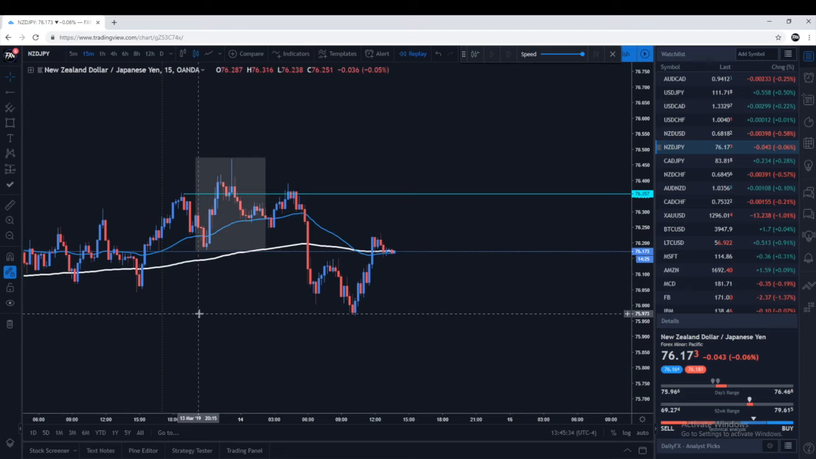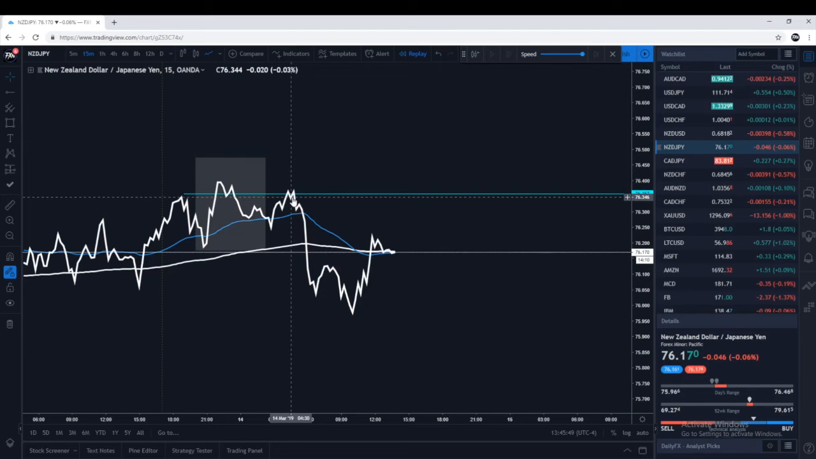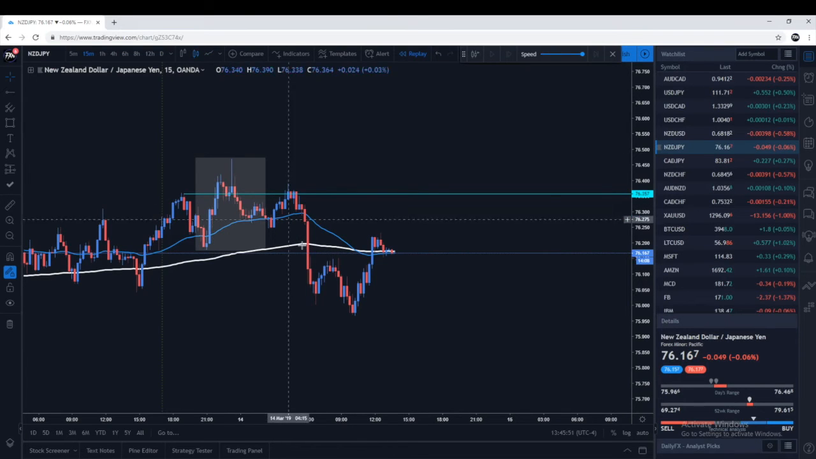NZDJPY. What do we have on this one? We got our Asian range here. Coming out of the Asian range, what happened? Price went right to the middle of the range. It stayed there in the middle of the range. There's your M formation there. And you drop. There's your trade right here.